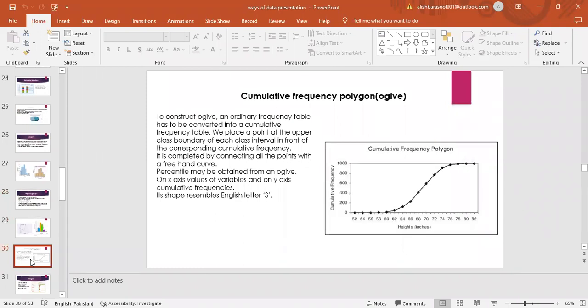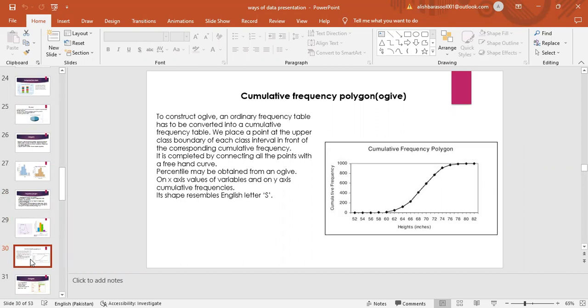Cumulative frequency polygon, which is also called an ogive. To construct an ogive, an ordinary frequency table has to be converted into a cumulative frequency table. We place a point at the upper class boundary of each class interval in front of the corresponding cumulative frequency. It is completed by connecting all the points with a freehand curve.